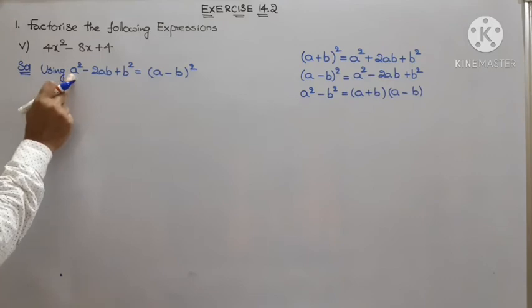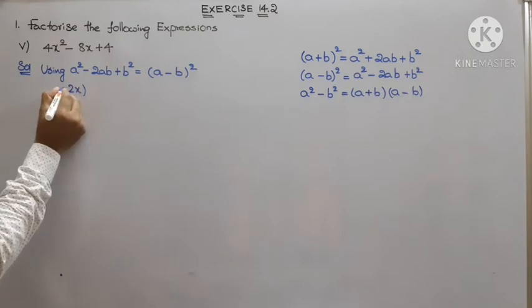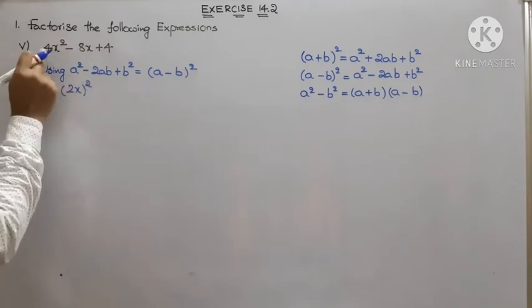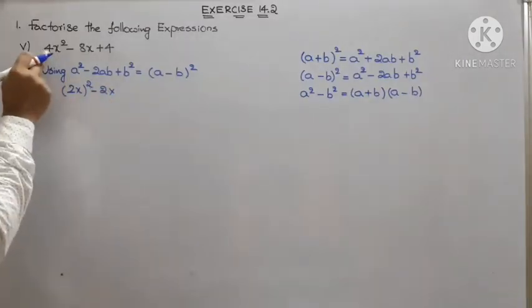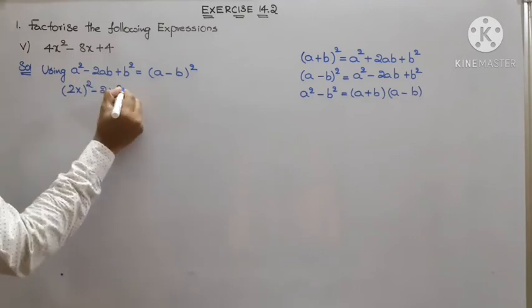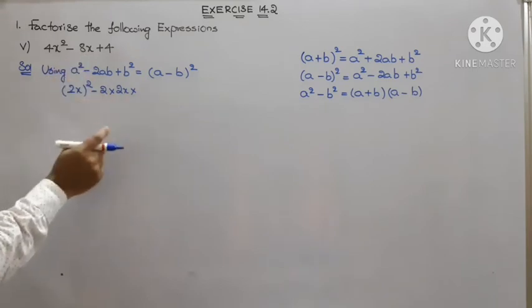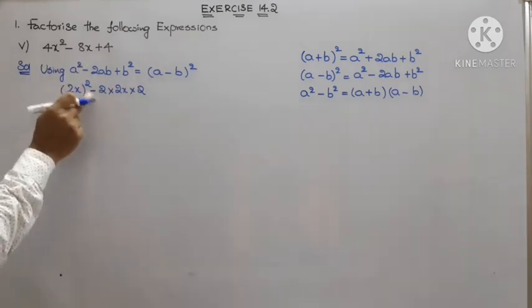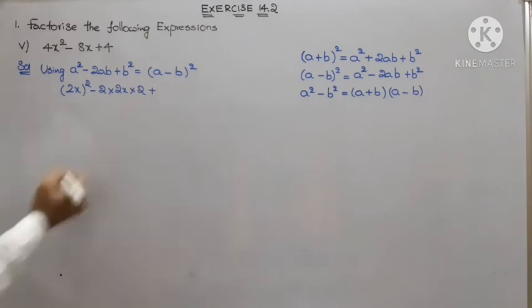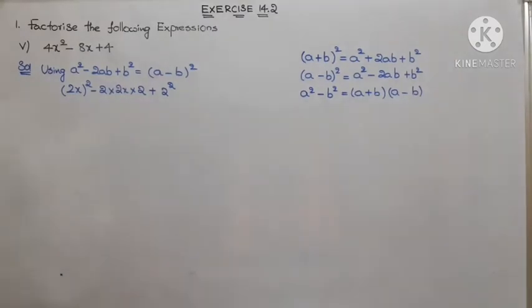So look, we need a square, hence we can convert 4x square as 2x whole square, because 2 twos are 4, x into x gives us x square, minus 2 multiplied by a value, which is 2x. 2 twos are 4 already is there. In order to get 8, we have to multiply it with 2. 2 twos are 4, 4 twos are 8, 8x and minus 8x. Plus, what's the value of b? 2. 2 square. So a square minus 2ab plus b square.